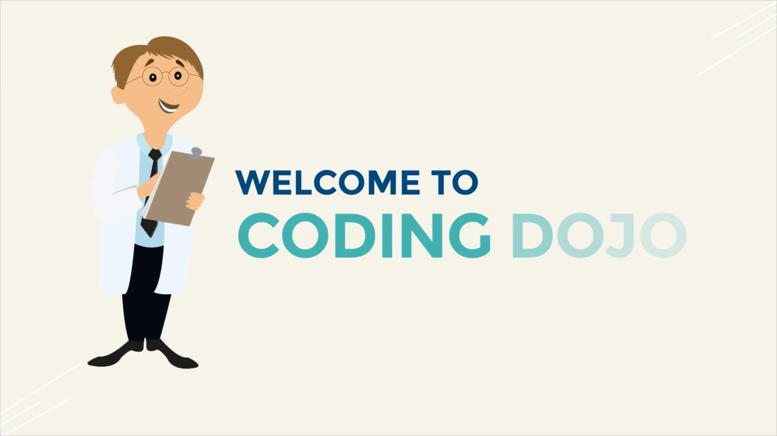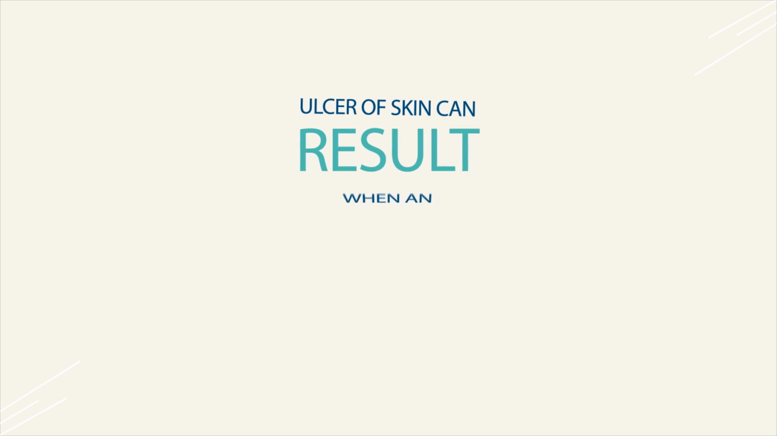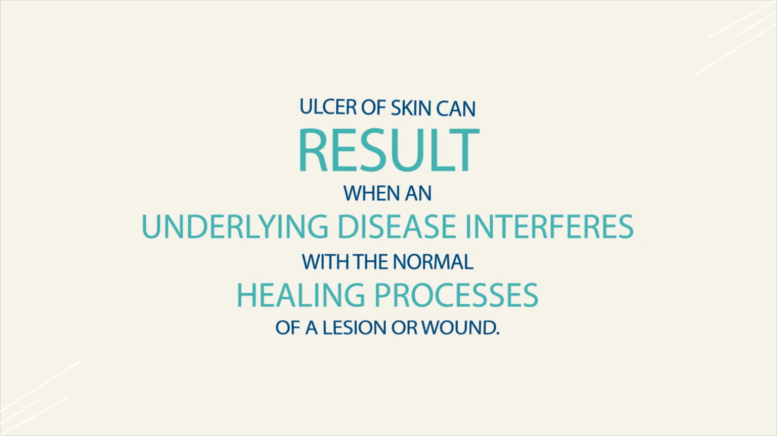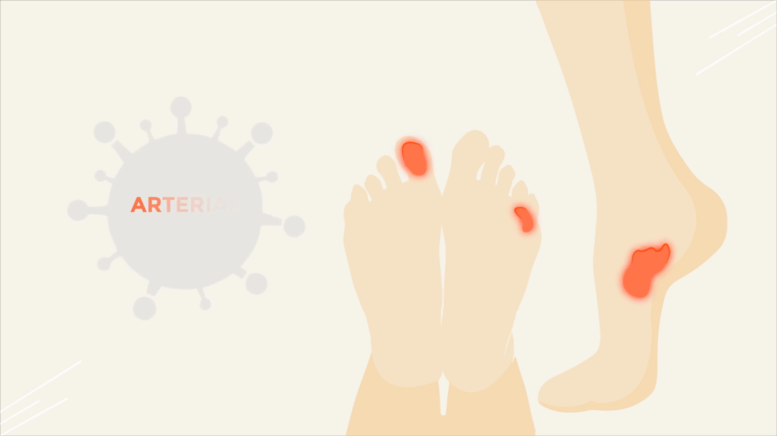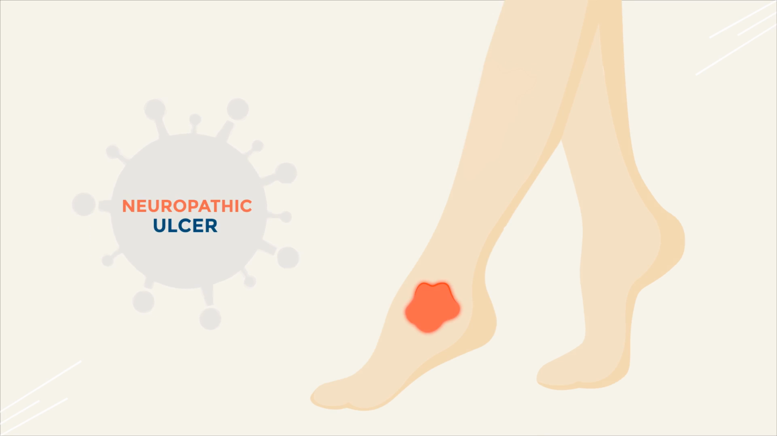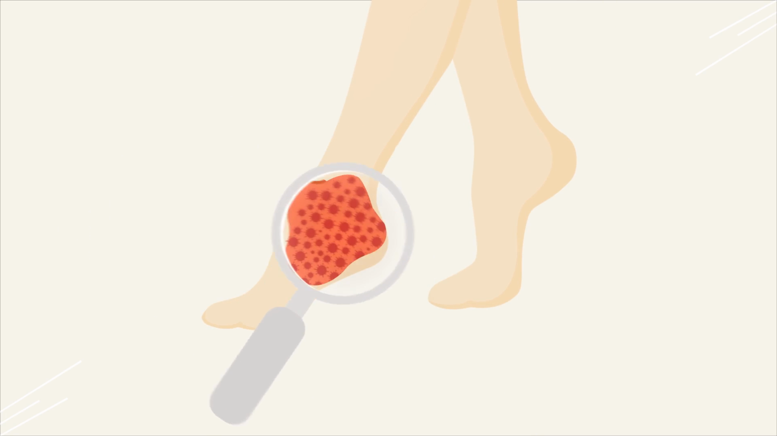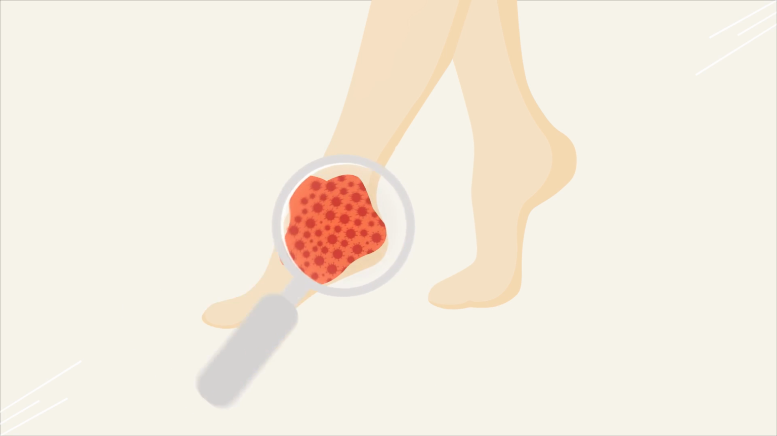Welcome to Coding Dojo. Today we will talk about tips for coding and documenting non-pressure chronic ulcer of skin. Ulcer of skin can result when an underlying disease interferes with the normal healing processes of a lesion or wound. Chronic ulcers of skin are of three types: arterial ulcer, venous ulcer, and neuropathic ulcer. Effective treatment of chronic ulcer of skin is dependent on identifying the type of ulcer and underlying disease or diseases.